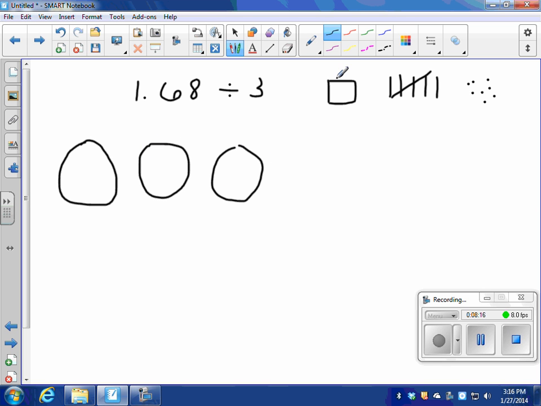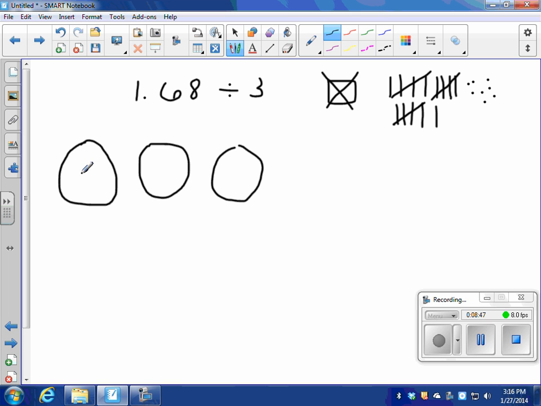Well, first off, I notice that I only have 1 whole, so I can't do anything with that. So I'm going to have to trade this whole in. And I'm going to trade it in for 10 tenths. So 1, 2, 3, 4, 5, 6, 7, 8, 9, 10. So now I have a total of 16 tenths and 1, 2, 3, 4, 5, 6, 7, 8 hundredths.